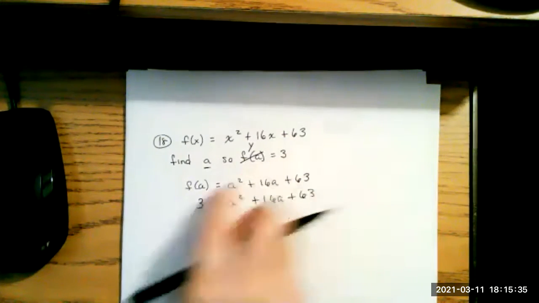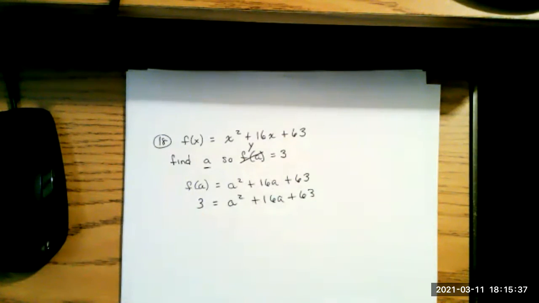So you put that 3 in the Y spot. So it says 3 equals A squared plus 16A plus 63. Yeah, I thought it was like a function. I was like, oh, she's giving us an easy problem. No, it's not a substitute. It would say find f of 3 if it wanted you to do that. Okay, thank you for clarifying.